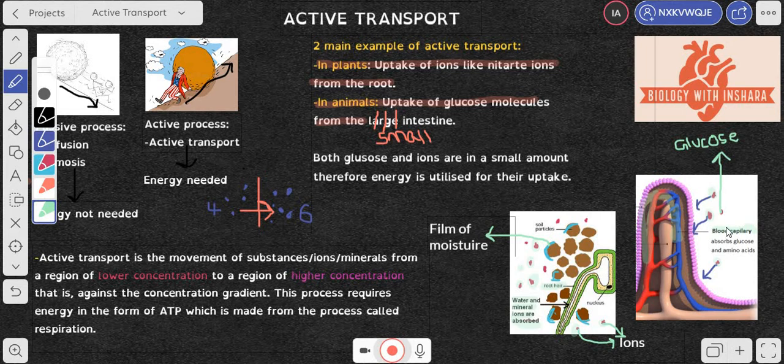Okay guys, this is just for your general knowledge. If you're just focused on your O-level syllabus, then you may leave the video, you need not watch the rest of the video. But I'm just explaining this for extra knowledge. There are some more examples of active transport. We also have endocytosis and exocytosis. This is just extra. Endocytosis is the movement of a substance into a cell, and exocytosis is the movement of substances out of a cell.